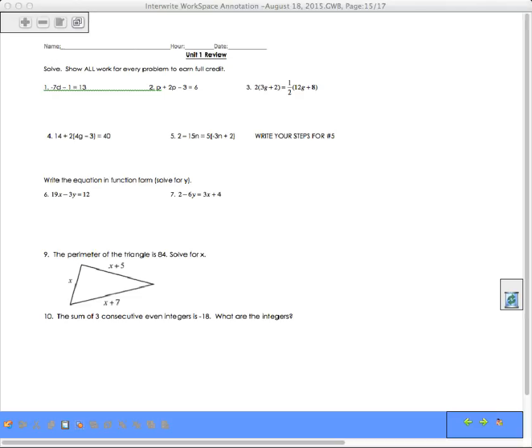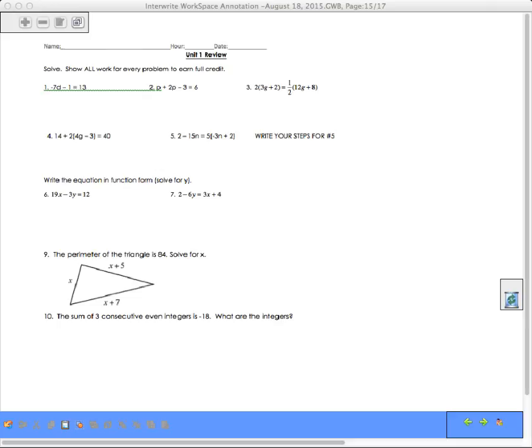All right, so you have a little bit of a review to get you ready for your test next class period. I'm going to do a few of these with you, and the ones that I don't do will be your responsibility to finish. So we're starting out just solving some equations. I'm going to leave number 1 for you, but let's look at number 2.